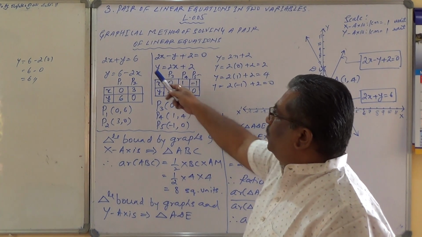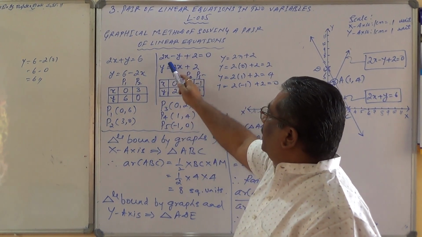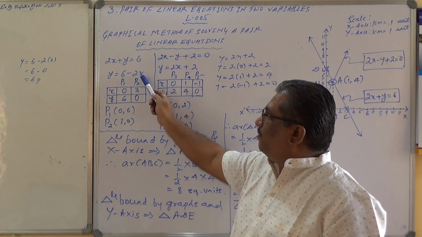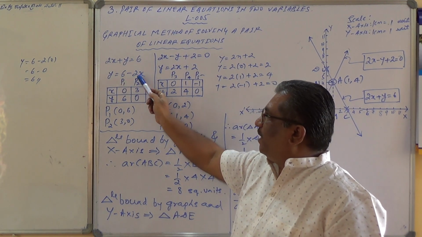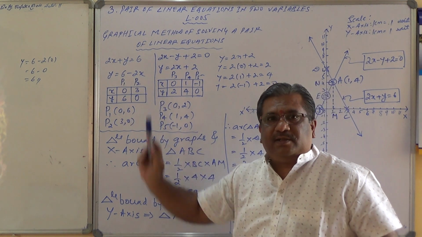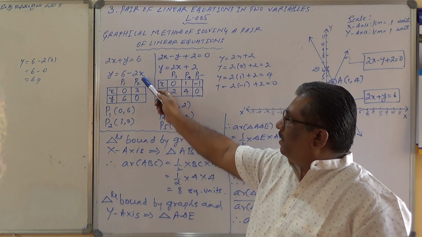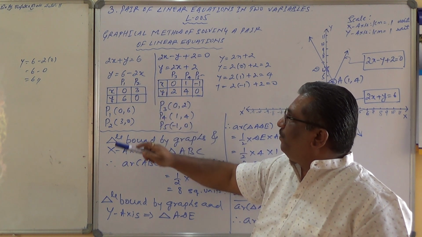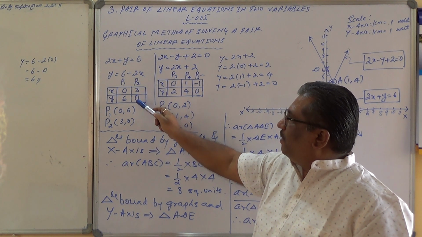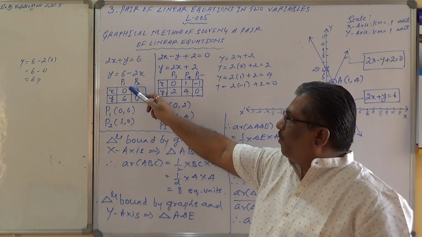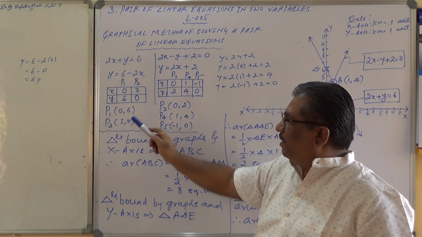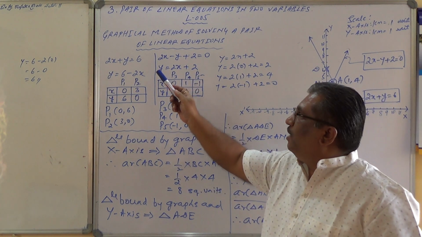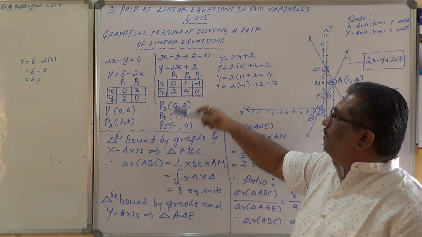Given two equations are 2x plus y equals 6 and 2x minus y plus 2 equals 0. Express y in terms of x: y equals 6 minus 2x. Prepare the truth table. Take x as 0, y is 6. Take x equals 3, y equals 0. Name the points P1 and P2: 0, 6 and 3, 0. Is it clear?